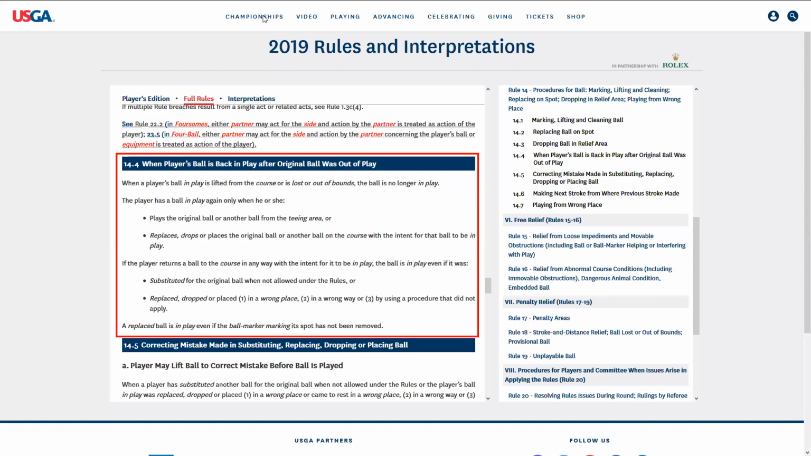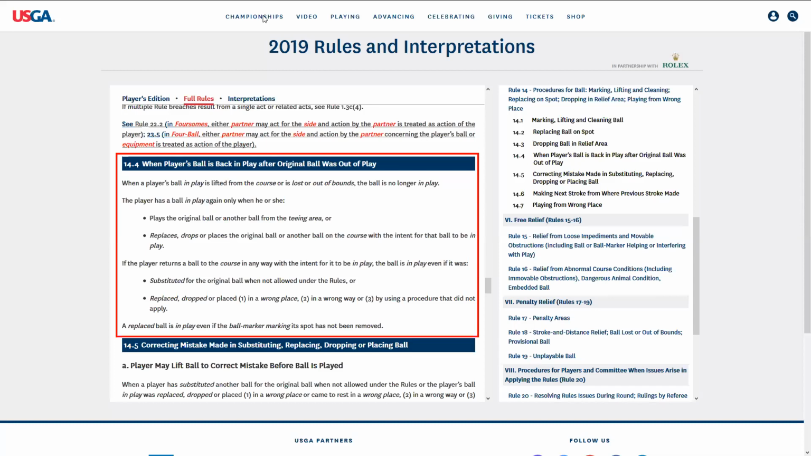In the last sentence of 14.4, the replaced ball is in play even if the ball marker marking its spot has not been removed. And that's a situation where you're on the putting green, you mark your ball, you then pick up the ball, and the ball marker's still there. Well, that ball's not in play if you picked it up.